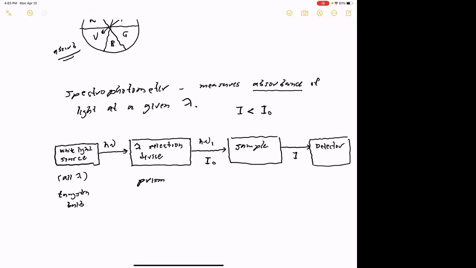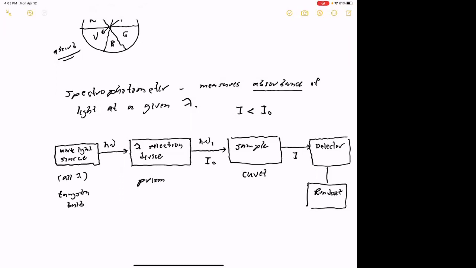And then, of course, from the detector, I have to get to some sort of a readout device that tells me either what the intensity of the light is or it converts it directly to an absorbance. Okay, so does that kind of make sense to everybody? And by the way, if we're talking about a liquid sample, we usually put it in some sort of a holder called a cuvette, and you'll see what those look like tomorrow.